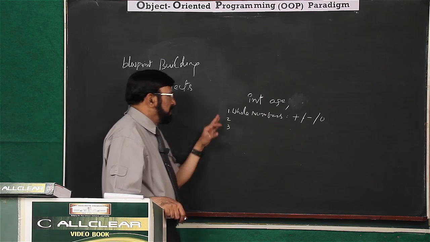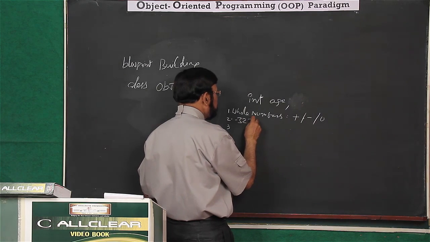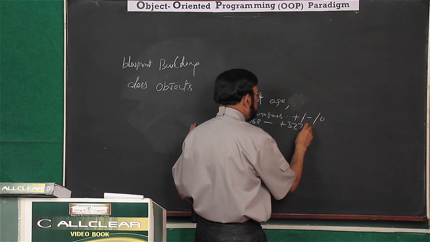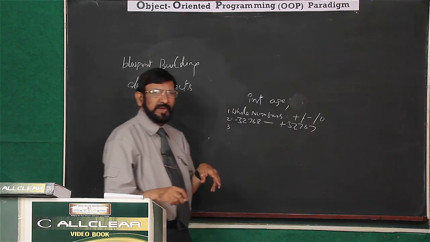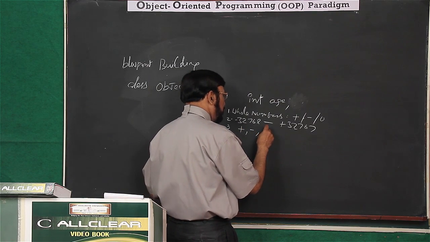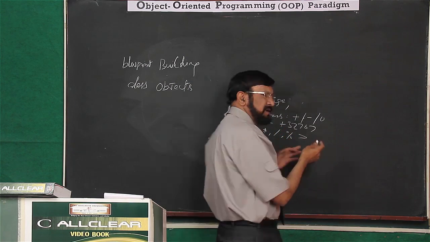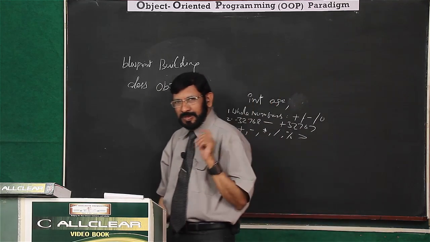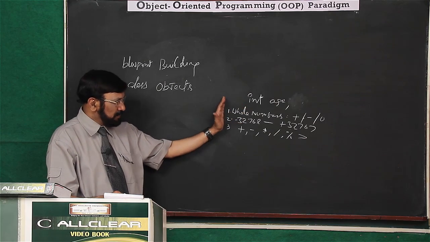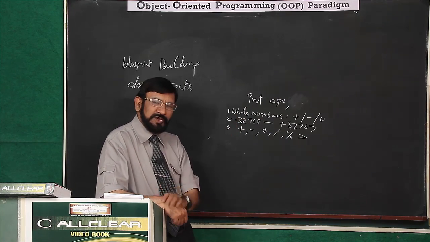Second, it has a range. Depending on the computer, minus 32,768 to plus 32,767. This is the range. And we can perform certain operations like plus, minus, multiplication, division, modulus, relational, etc. Understand? These are the characteristics. Int means it represents these characteristics. These are abstract.